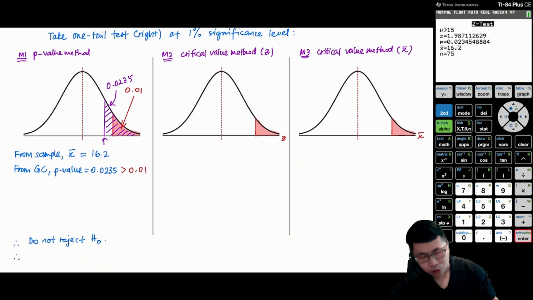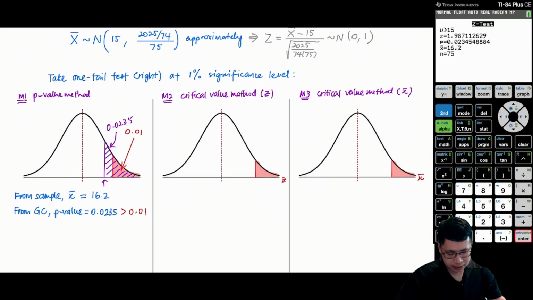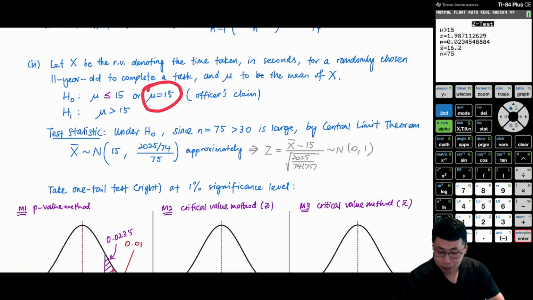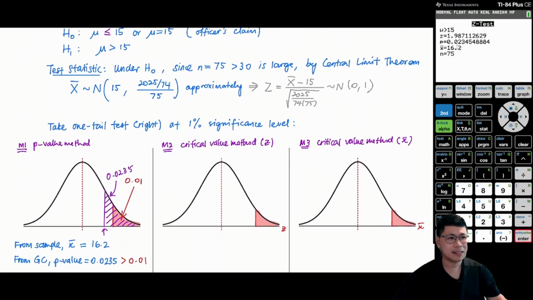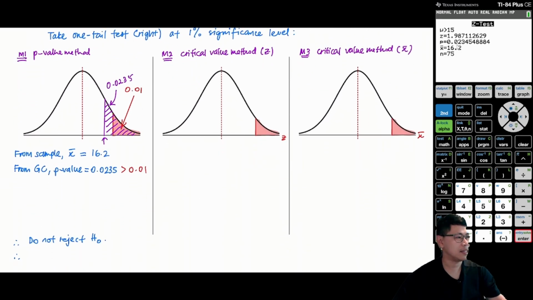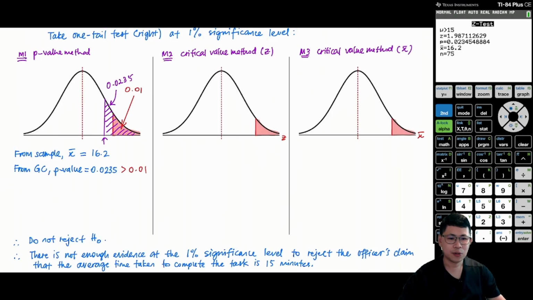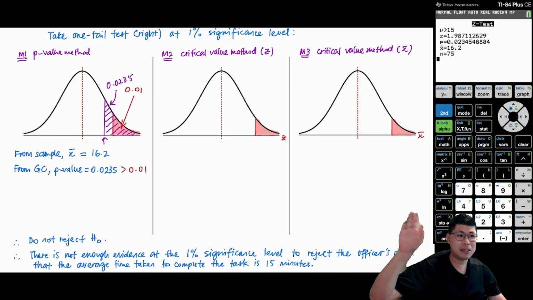The conclusion: what is the officer's claim? The officer's claim is the null hypothesis, so there's not enough evidence to reject the officer's claim. I'm going to write the statement out like this: the sample mean 16.2 is not significantly far away enough from the 15 minutes, based on our 1% significance level. So this is the p-value method, really short.